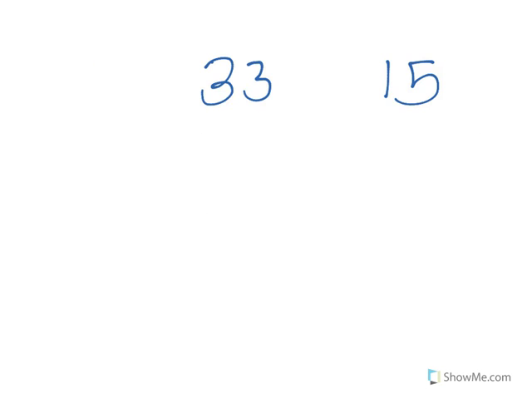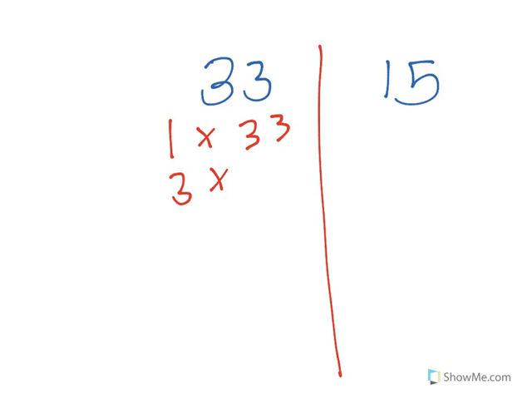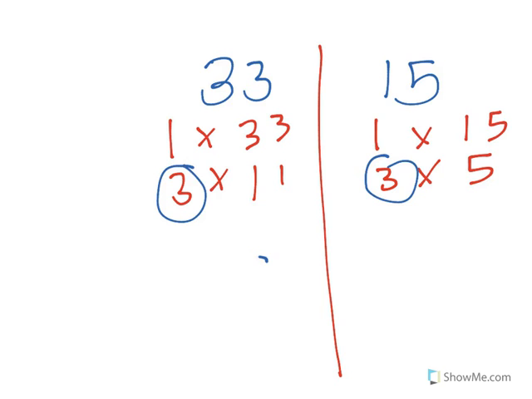Let's think about the greatest common factor of these two. So the first thing we want to do is list the factors of 33. So 1 times 33, 3 times 11, very good. The factors of 15, 1 times 15, and then 3 times 5. What would be the greatest common factor between these two numbers? That's correct. 3 would be the GCF.